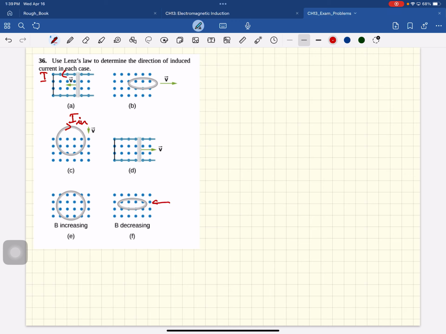Again, in this case, no induced current because there's no flux through this thing. And here, B is increasing. How about for this case? So B is in this direction. The induced current should produce a magnetic field into the sheet, induced field. So it should be like that.